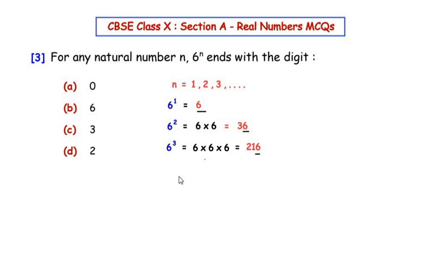So no matter what value of n you take for this number, it is always going to end with 6 because any number you get is always going to get multiplied by 6 giving us the last digit as 6. So here the answer is going to be B, that is 6.